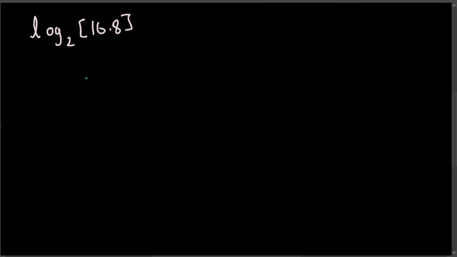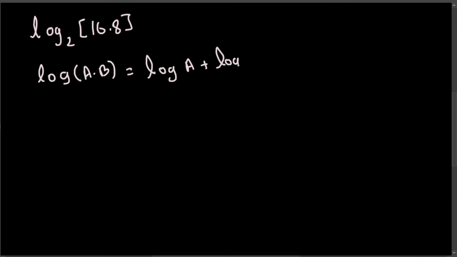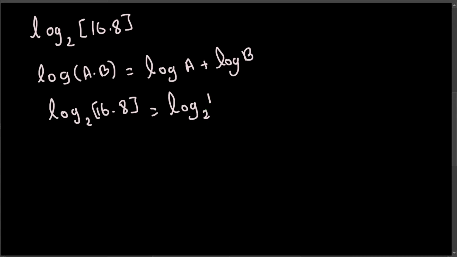Now if you look at this one, this is the pattern we have seen in the second equation in the previous one, that is log a times b. That one expands like log a plus log b. Here we have to do the same thing. Here log base 2 of 16 times 8 expands like log base 2 of 16, and then plus log base 2 of 8.